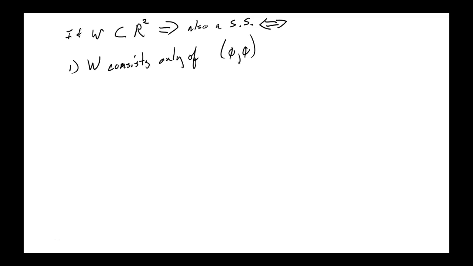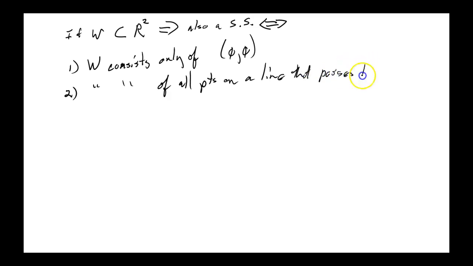Very trivial. Okay? Number two. W consists of all the points on a line that passes through the origin. W consists of all points on a line that passes through 0, 0.